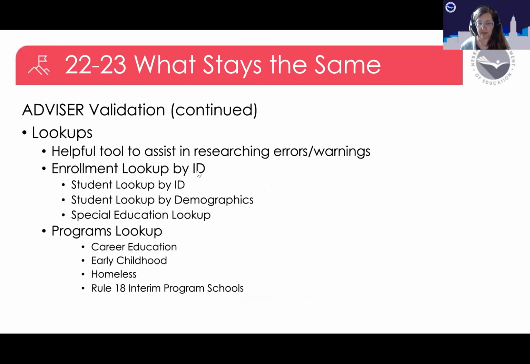Example, enrollment lookup by ID, student lookup by ID. The service desk uses these a lot. The enrollment lookup can be helpful because you can see multiple school districts. Let's say a kiddo has transferred a lot over the couple years. You can see all of those years of data for one kiddo. And then the student lookup by ID is really helpful if you're trying to figure out why one kiddo is showing up in this particular error. It shows you everything reported about that kiddo for this school year. So that can be really helpful.